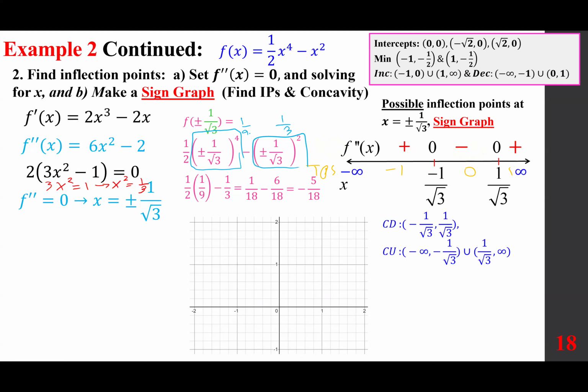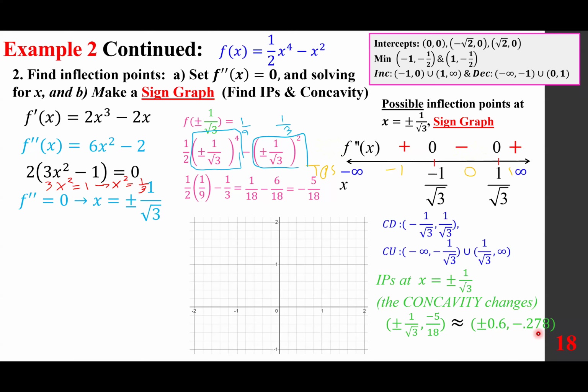Therefore, there is a couple of inflection points as follows: plus minus 1 over square root of 3, comma, minus 5 over 18. I'm going to change both of them to decimal representation. This is plus minus 0.6, and this is minus 0.3 for the sake of the graph. Okay, everybody? And so we are ready to move on.